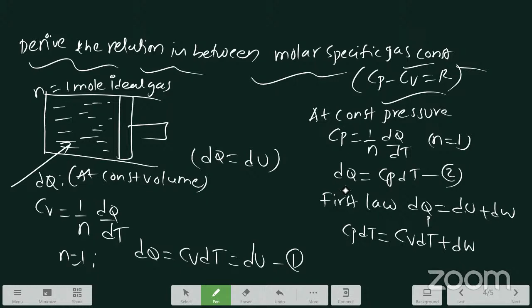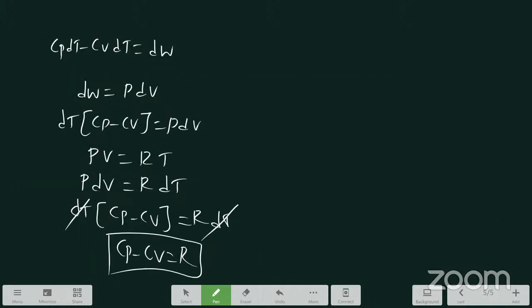At constant pressure, the same formula we are writing: dq is equal to Cp dt. From the first law, dq equals du plus dw. Cp dt equals Cv dt plus dw. What does dw mean? p dv. This is the formula for work done. What is dw, p dv? We took the ideal gas equation, 1 mole ideal gas, differentiation.